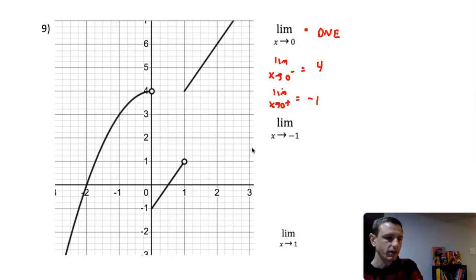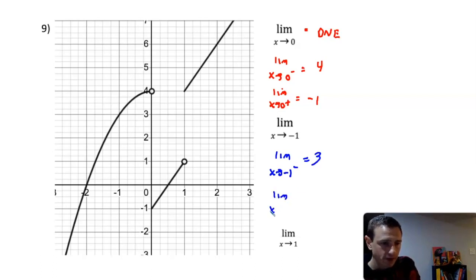Let's take a look at the limit as x approaches -1. Here's the x value of -1. We just want to look at what is happening from the left. As I'm traveling along this graph coming from the left, I'm approaching the y value of 3. So the limit as x approaches -1 from the left, I am approaching 3.